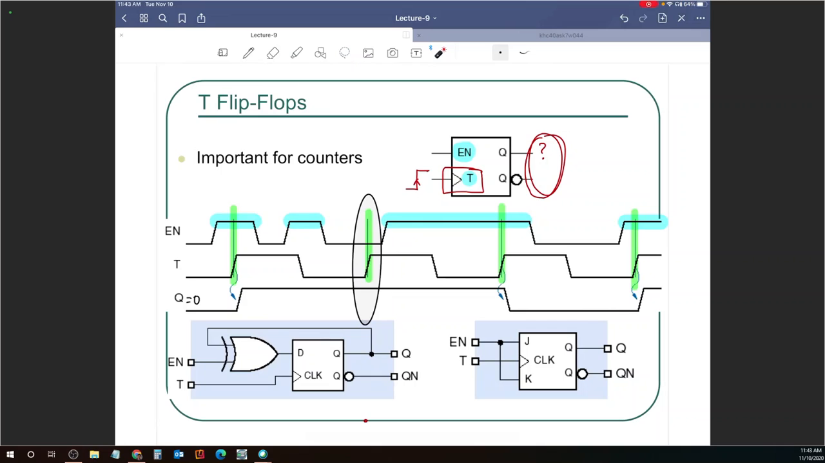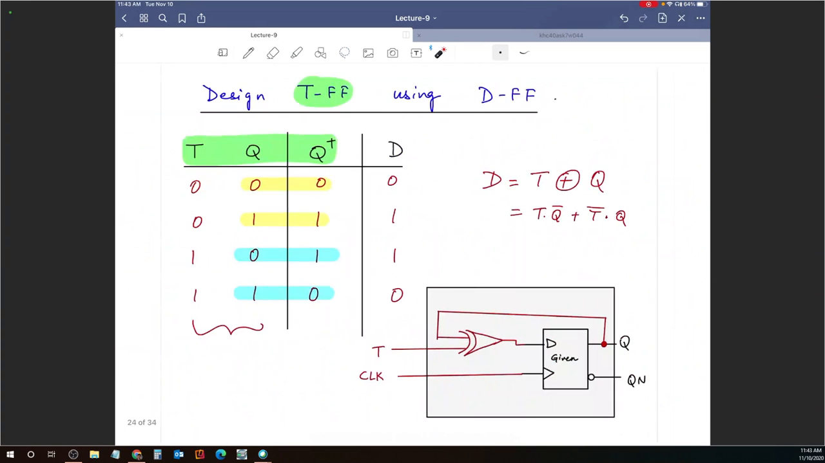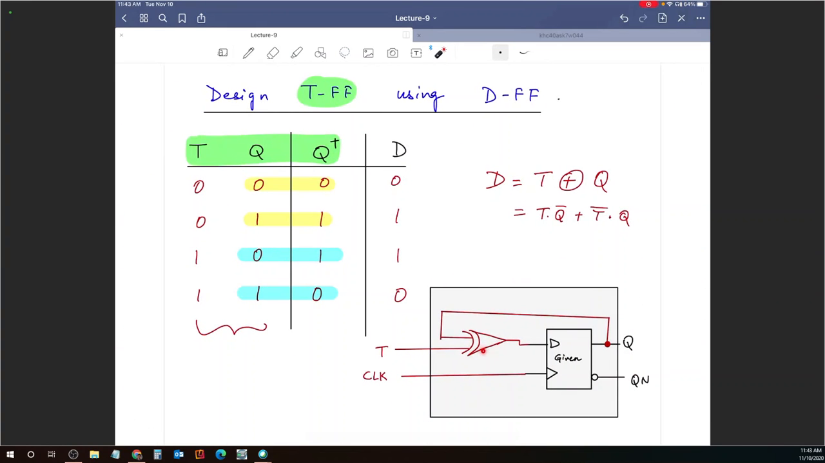Now, if you expand this a little bit more, exactly the same way as we designed a T flip-flop using a D flip-flop, if I go back here, you see what we had? An exclusive OR gate. So here we were doing a design of T flip-flop using a D. So we used a D to get a T, and we simply had an exclusive OR gate. That's all we had.